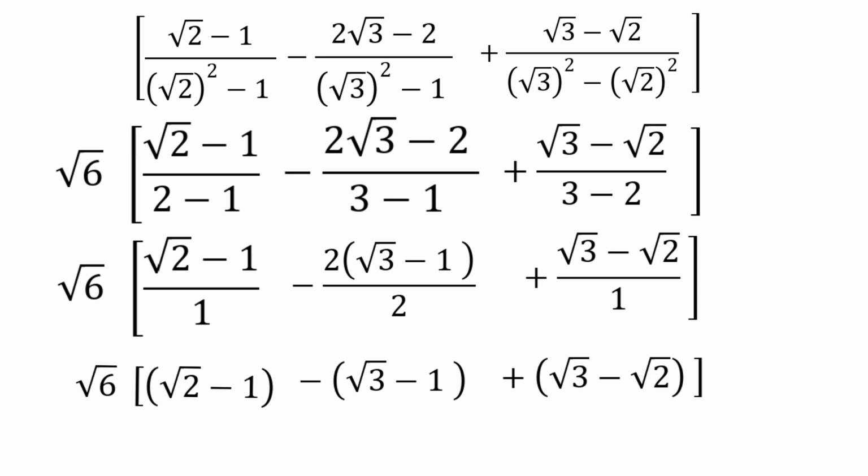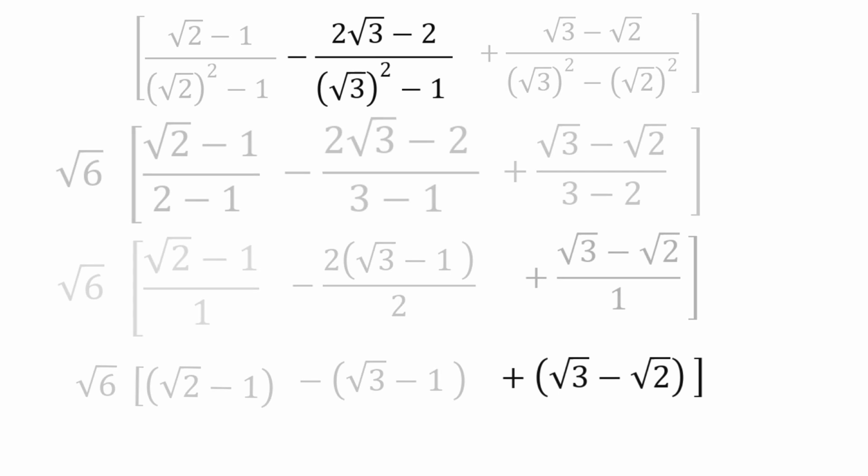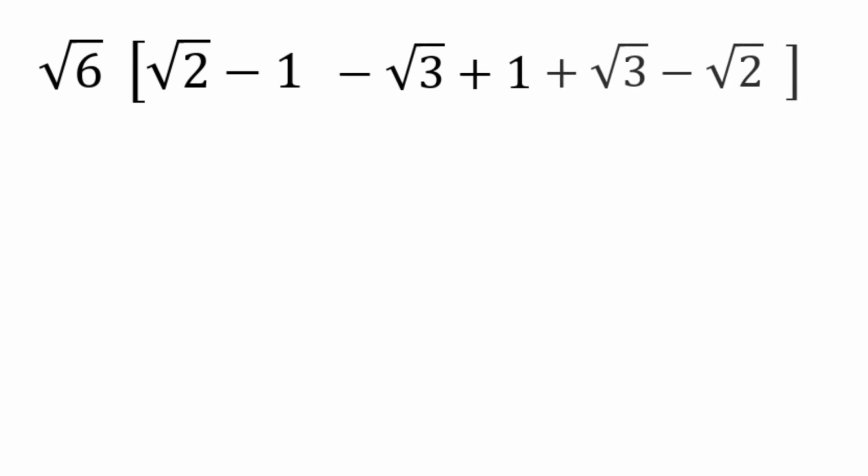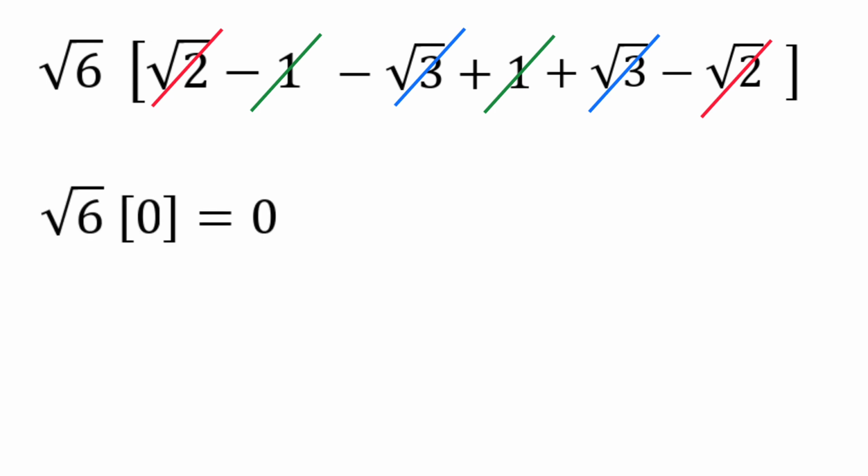Let's multiply that minus in the second term. Then we have √6 times [√2 − 1 − √3 + 1 + √3 − √2]. Each gets cancelled here. At last we have 0. So √6 into 0 is equal to 0.